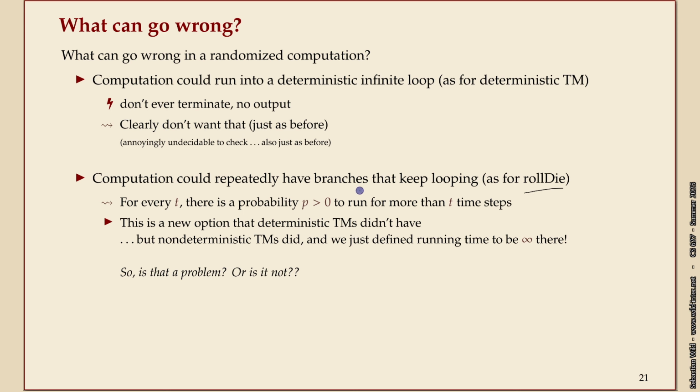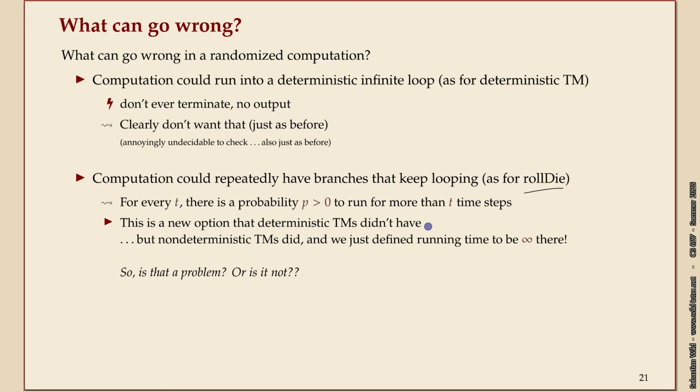We have branches in the code, and these are based on random bits. And there is a possibility to be constantly unlucky, like in the case of roll die, always taking zeros. So formally, you could say for every time t that you put your timer on, there's a certain non-zero probability that you need more than that many steps. And the computation is doing something sensible there.